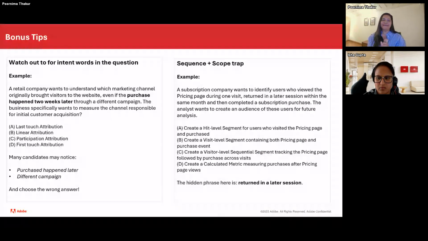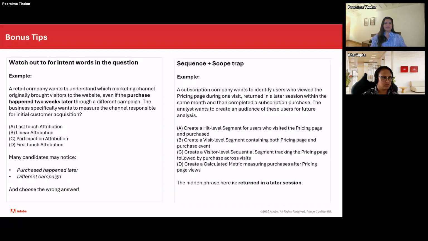Watch out for intent words in the question in an exam, right? So let's look at this example. A retail company wants to understand which marketing channel originally brought visitors to the website, even if the purchase happened 2 weeks later through a different campaign. The business wants to measure the channel responsible for the initial customer acquisition. Then you have your different models placed in front of you: last touch, linear, participation, or first touch.